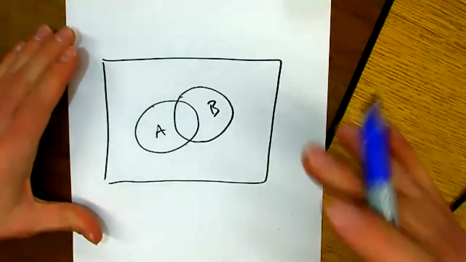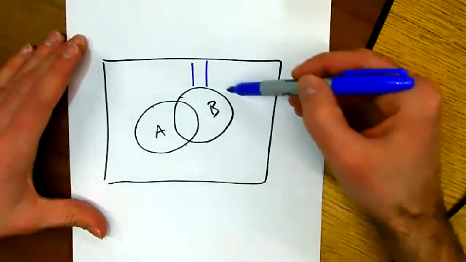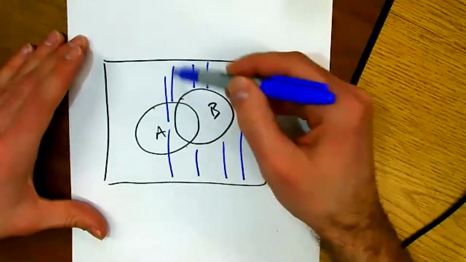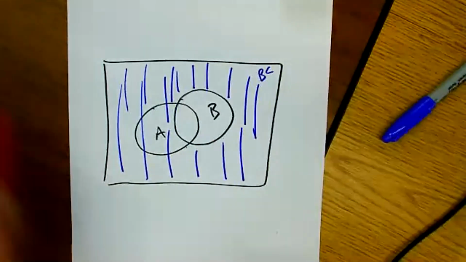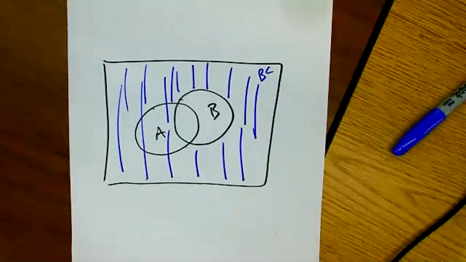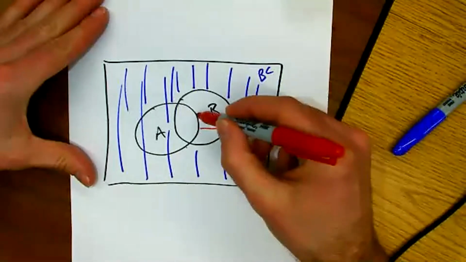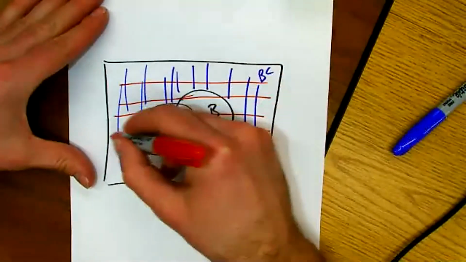Well, remember, before we did a very similar thing. Let's say I wanted to look at B complement. So I draw my vertical lines, everything that's not in B, right? I then want to take A complement, everything that's not in A. So I take circle A and start drawing these red, or these horizontal lines if we don't have colors here, right?